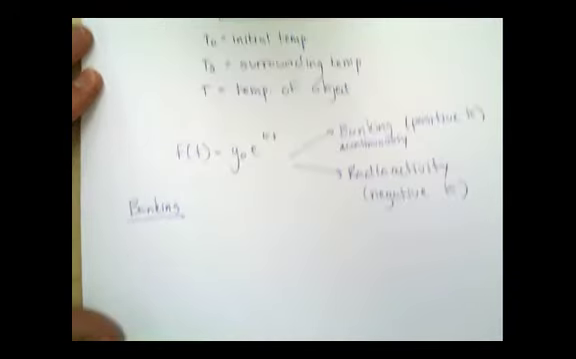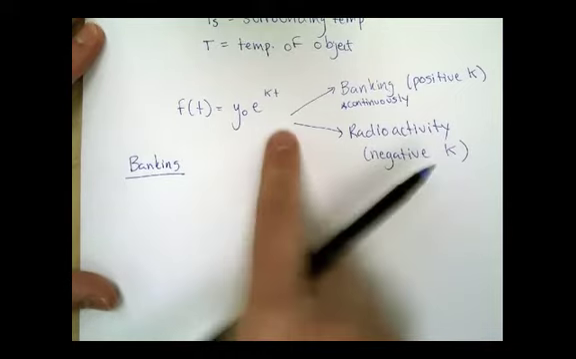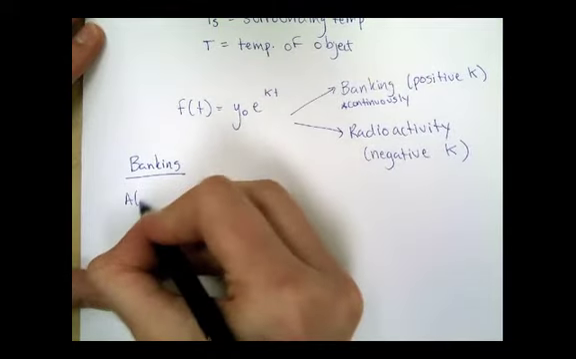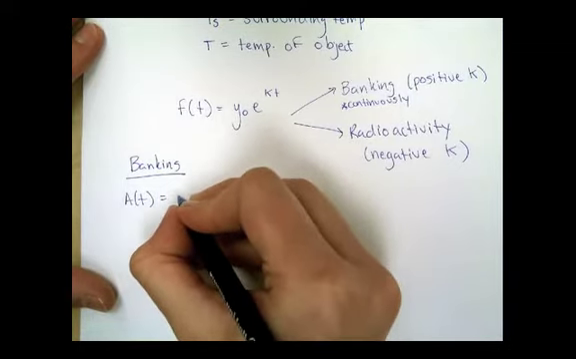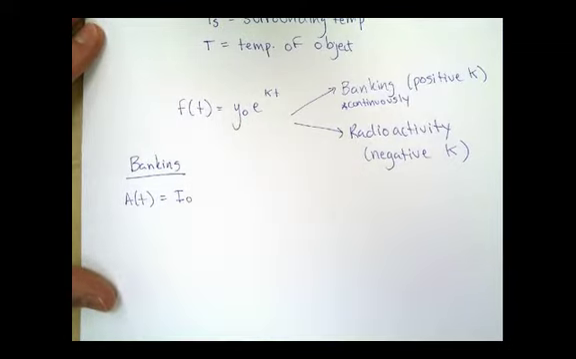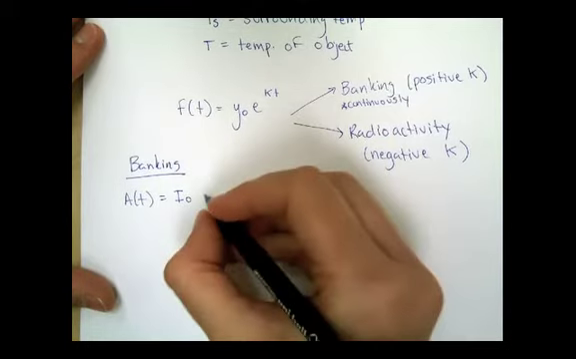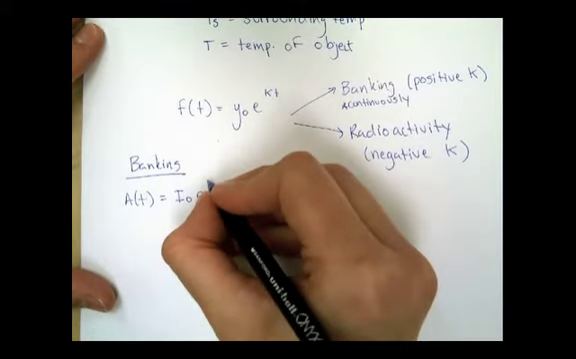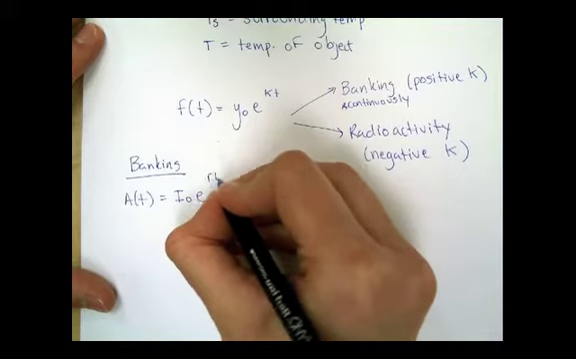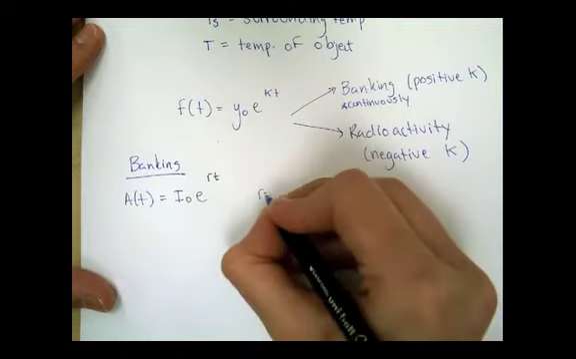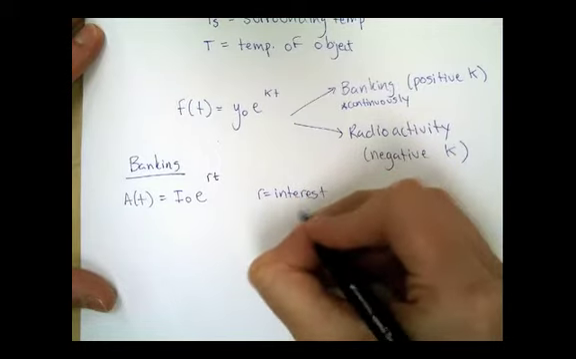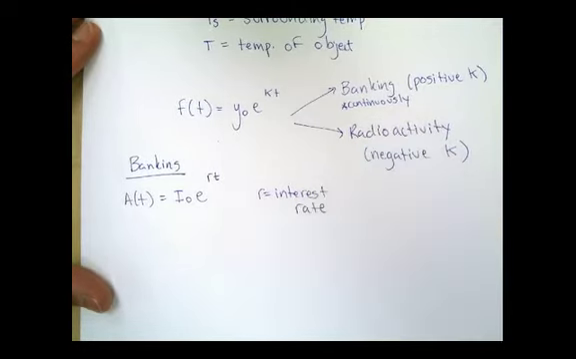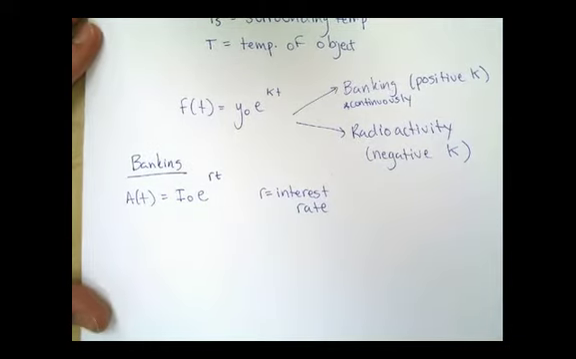A lot of times when you're doing a banking problem, we rewrite this formula as A of t, the amount of money. And we say it equals the initial I naught, the initial amount of dollars in your bank account, times e to the kt power or rt power, where r equals your interest rate. But it's the same as your k value. Your interest rate is your k value. It's kind of the same difference.